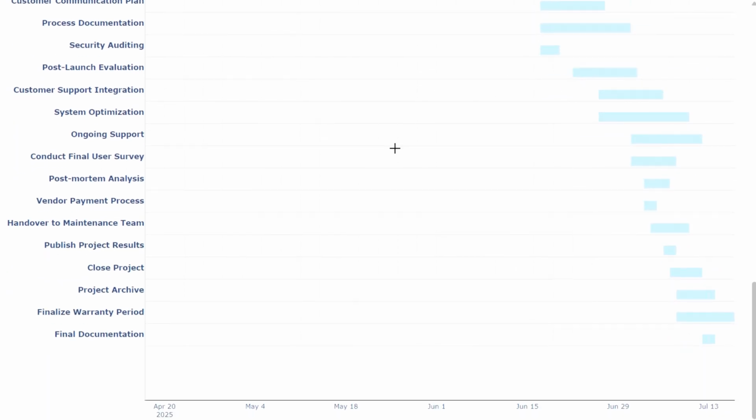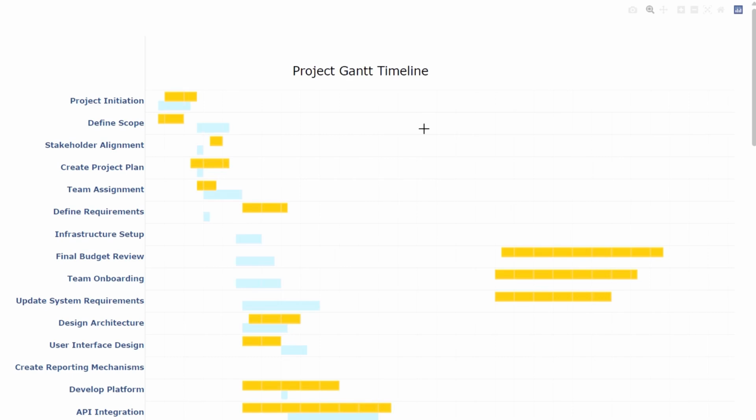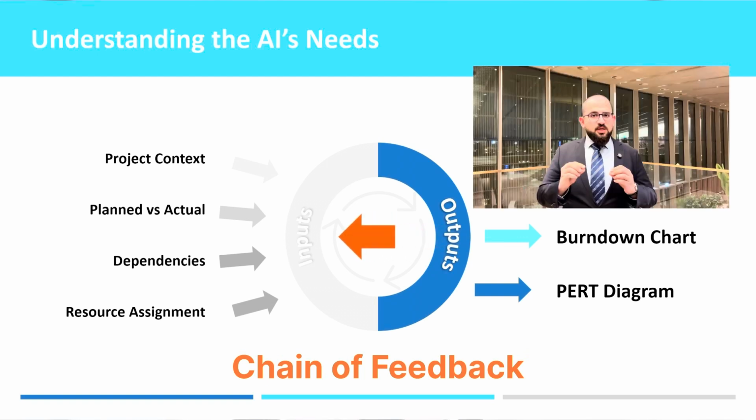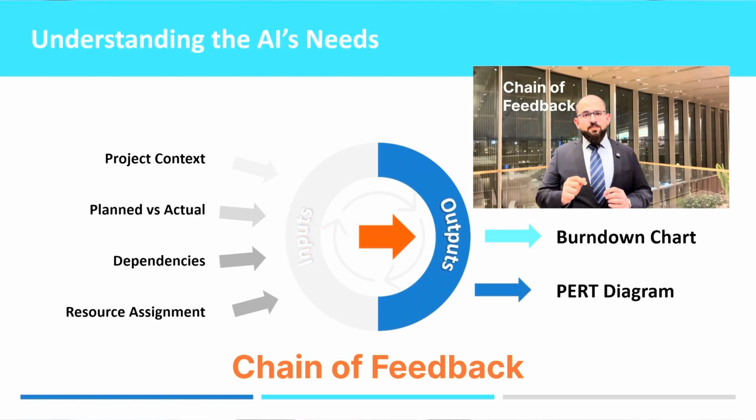This is a great visual, but keep in mind that you might not necessarily get satisfactory results from the first time, so you would need to go back to the prompt and request further modifications and enhancements. This technique is called chain of feedback. I discussed it in one of my videos.